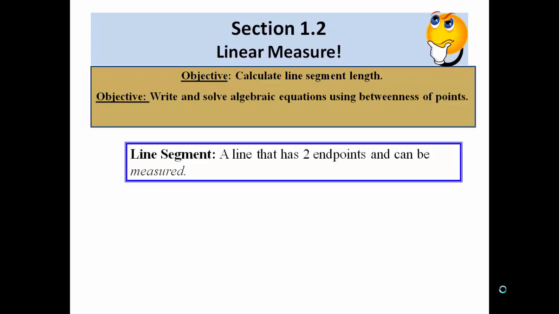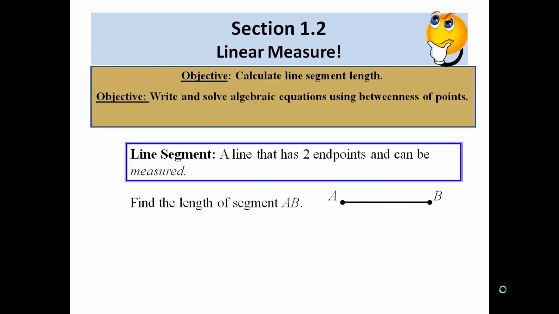First, let's talk about what is a line segment. A line segment is a line that has two endpoints and can be measured. This is different than just a regular line that we already learned about, because a line goes on infinitely and we can't measure it. But a line segment is just a segment of that line, so it can be.